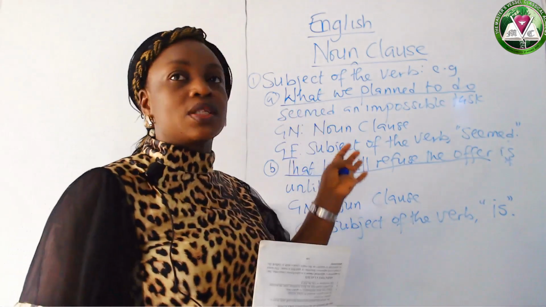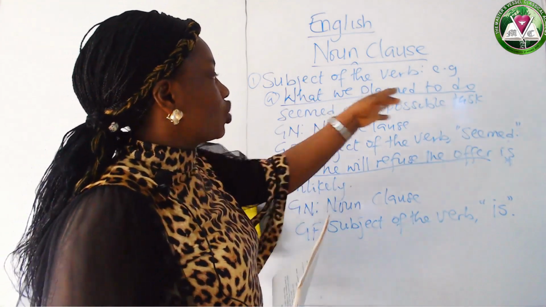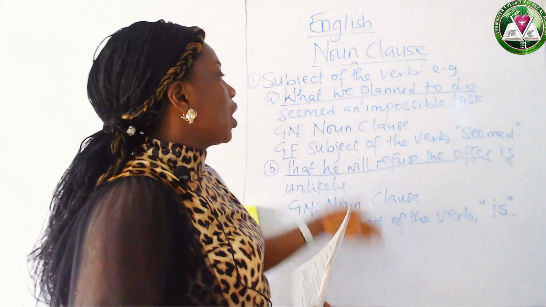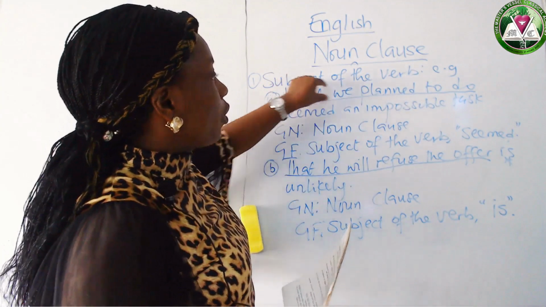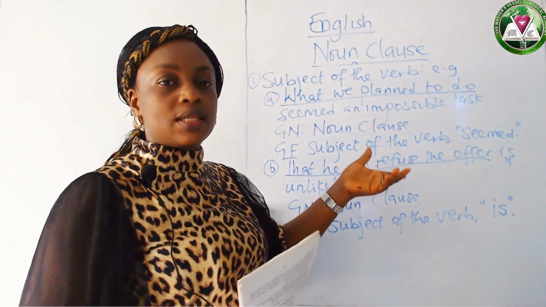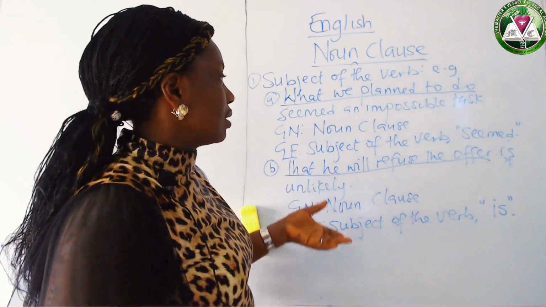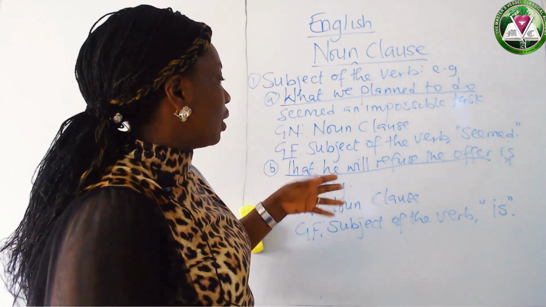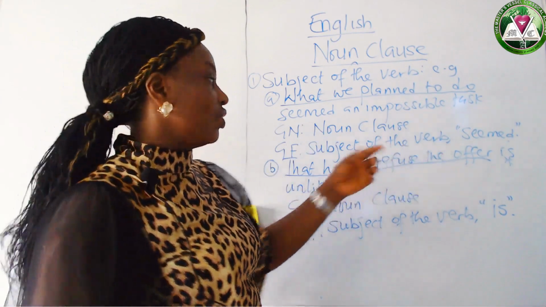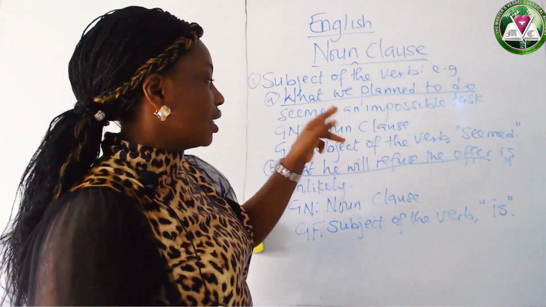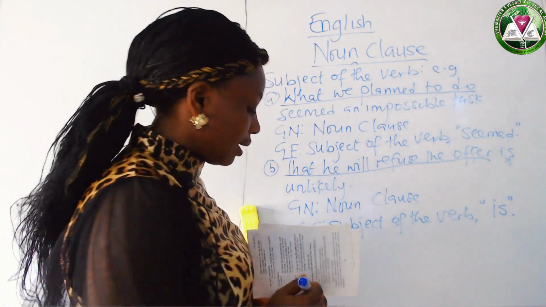When the noun clause functions as subject of the verb, we have identified 2 examples. What we plan to do seems an impossible task. What seems an impossible task? What we plan to do. I think that is one of the best ways of identifying the noun clauses in sentences. You ask the question. The second one also asks the question, what is unlikely? That he will refuse the offer. And you can see it is occupying the first position. It is the subject of the sentence. It's also coming before the verb. Okay, I think that is clear.